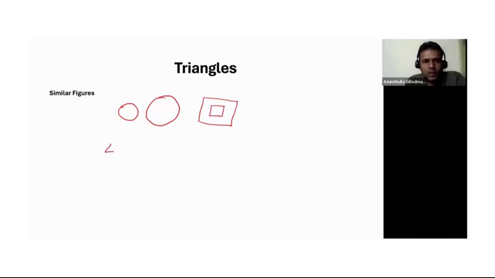For example, I have a smaller triangle, and then on top of that, I have a bigger triangle. So the criteria that we should say it is a similar figure is when we have the same shape with different, proportionate sizes. Now there is another term: if we have two figures with the same size, then we call those congruent figures. So these are similar figures.